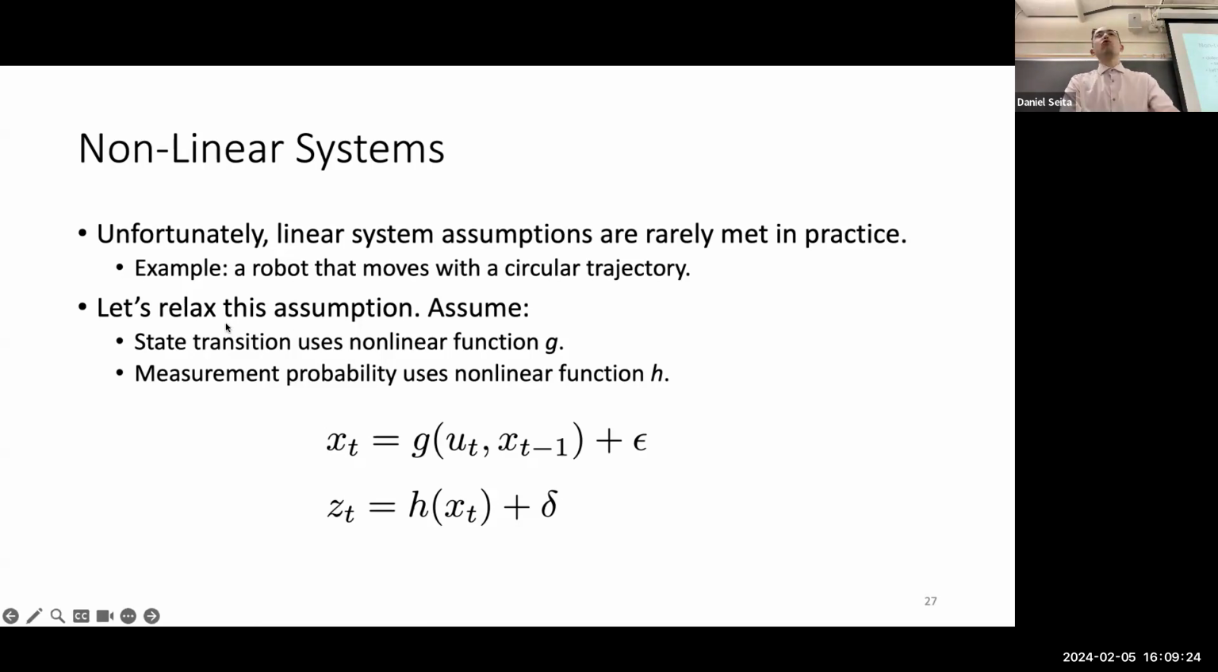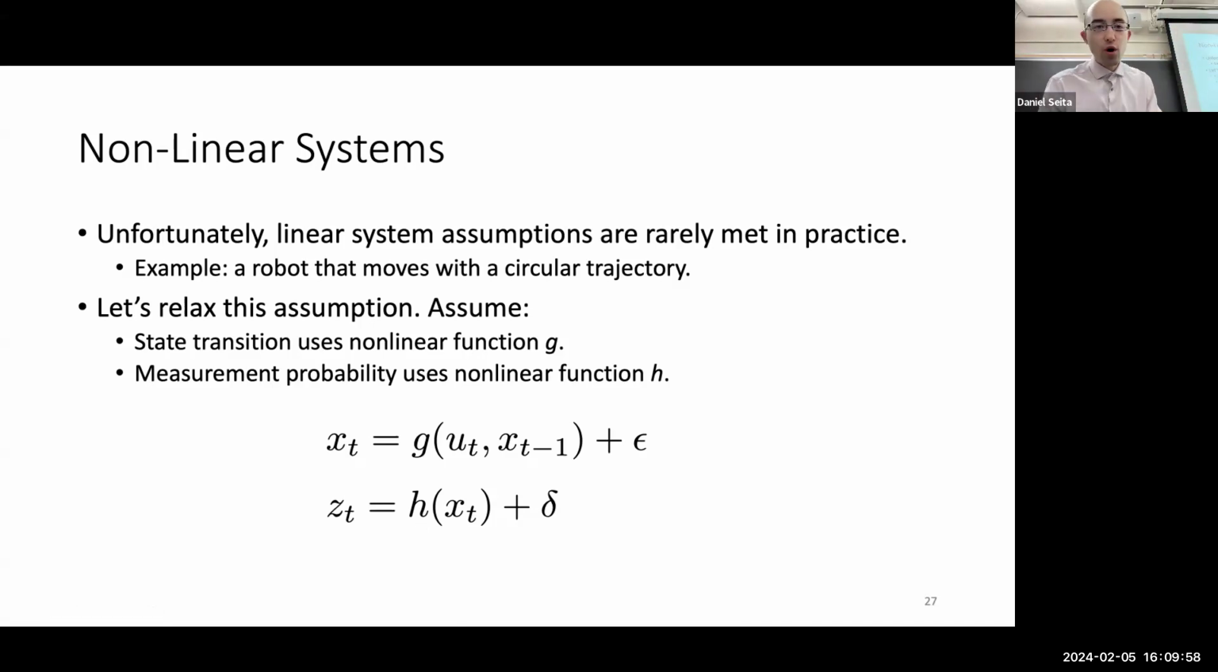So if you want to relax the assumption, then maybe our state transition function uses a nonlinear function g, and the measurement probability uses a nonlinear function h. Epsilon and delta are still noisy terms. So here we're again going to assume that they have some Gaussian noise, but we're not going to assume that there's a linear aspect. So we assume that g and h can be whatever.